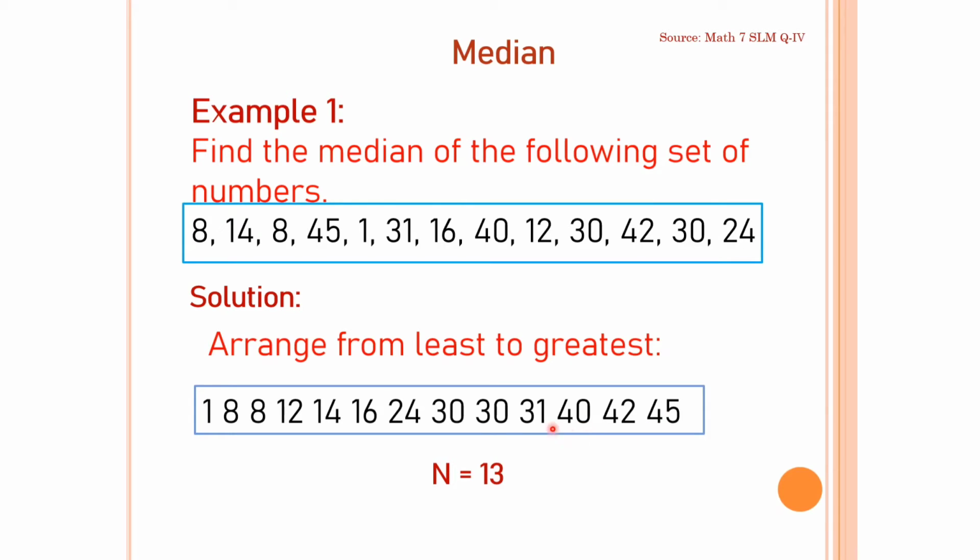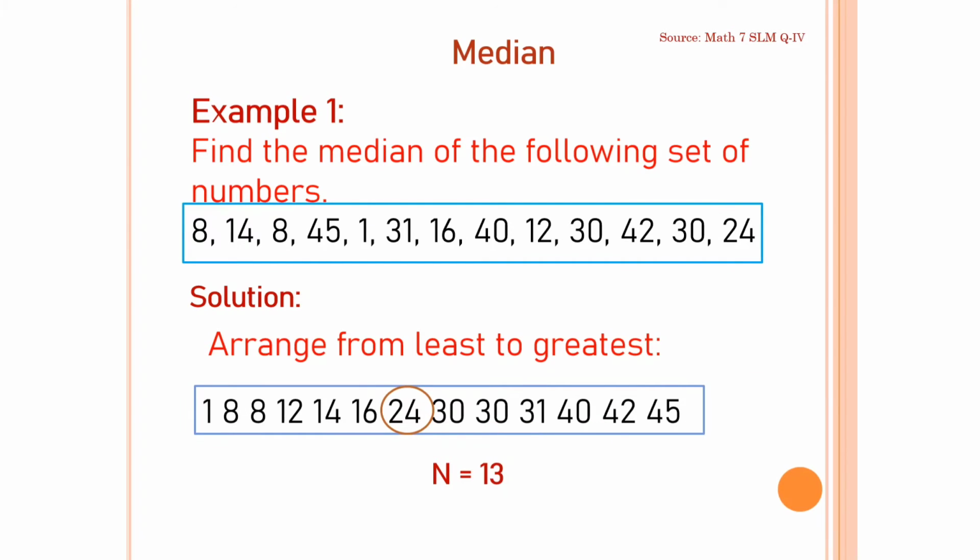Take note that in finding the median, there are two possible situations you might encounter. First is this. The number of values is an odd number. In this situation, we can directly find the median by just knowing the middle score after arranging the values. In this example, the median is 24 because this value is in the middle.